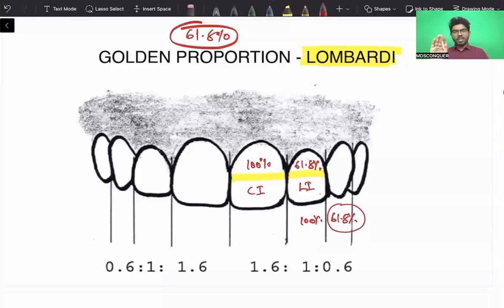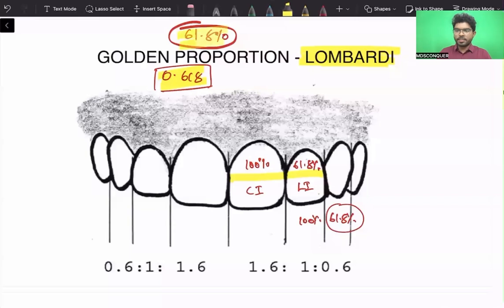What is visible? Because the canine is slightly curved, the entire canine will not be seen. So whatever you see will be 61.8% of the dimension of the lateral. What you see of the lateral is 61.8% of the central incisor. Got it right? If they're asking in ratios, your answer should be 0.618 or 61.8%. Okay, so I'm done with the golden proportion.